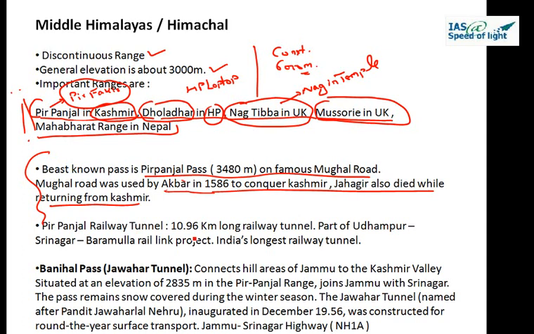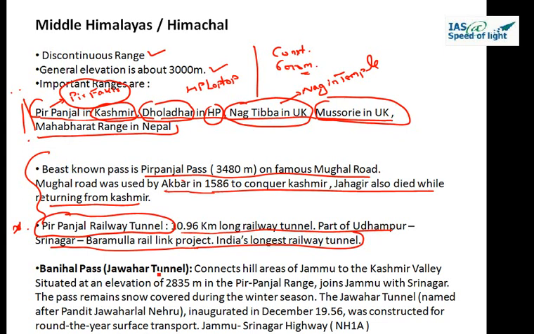Pir Panjal Railway Tunnel is an approximately 11-kilometer long railway tunnel, which is part of the Udhampur, Srinagar, and Baramulla rail link project. It is India's longest railway tunnel, the Pir Panjal Railway Tunnel. So we can remember this. There is another pass, Banihal Pass, which we also call the Jawahar Tunnel. It connects the hill areas of Jammu to Kashmir Valley. Situated at an elevation of 2,835 meters, again in the Pir Panjal range, it joins Jammu with Srinagar.